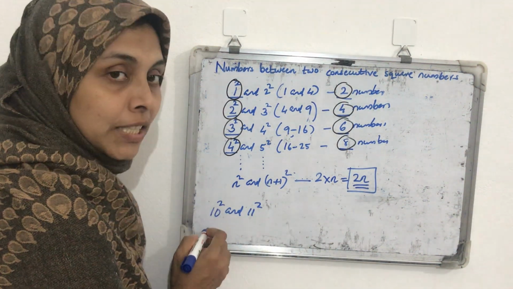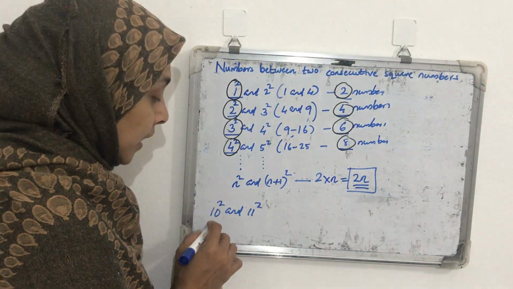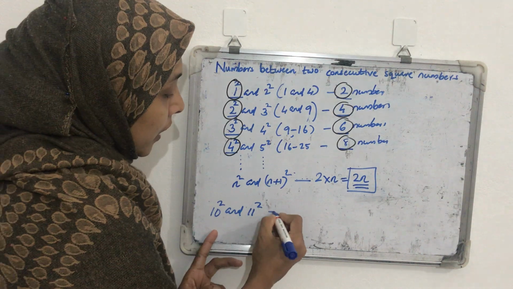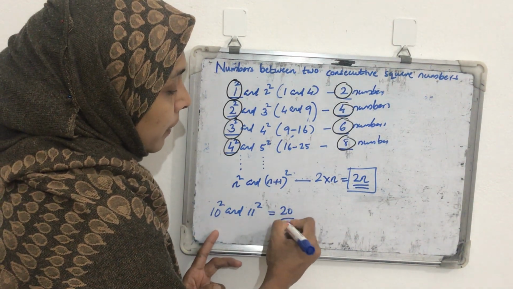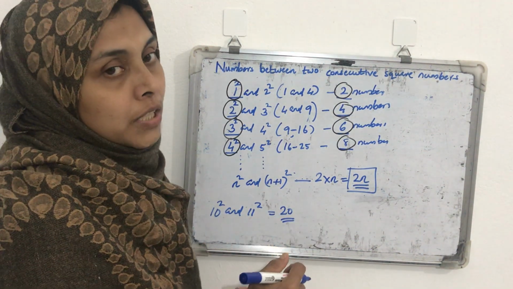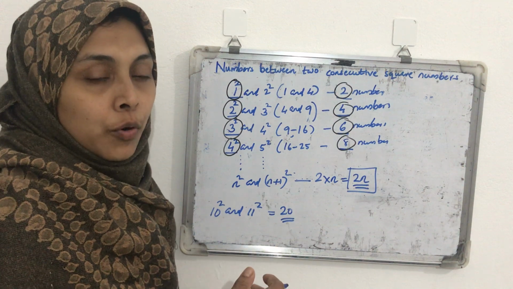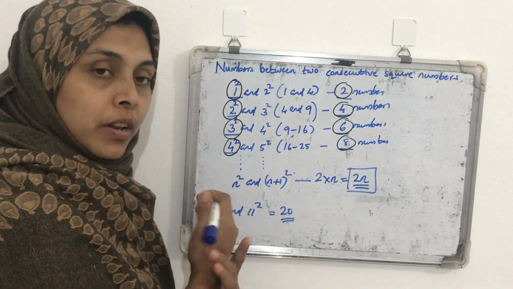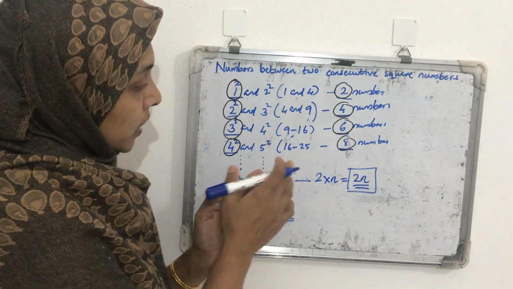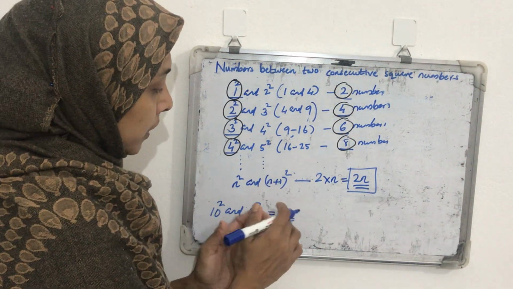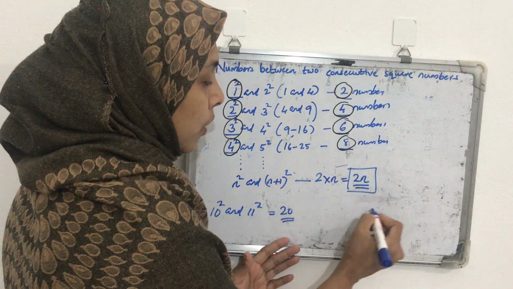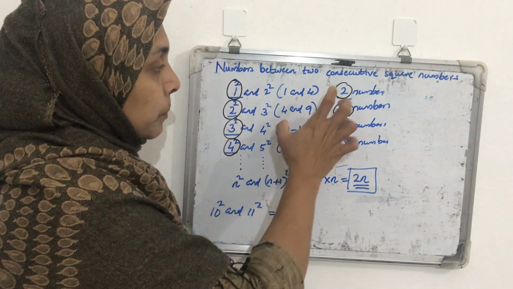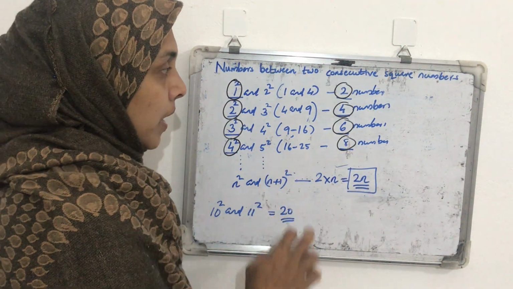Here the first number is 10. So that number multiply with 2. So 2 into 10, it will be 20 non-perfect square numbers are there. So it will be very easy for finding the total number of non-perfect square numbers. And the same we can also find out by another method. This is easy. If you find out this pattern, we can find out very easily.